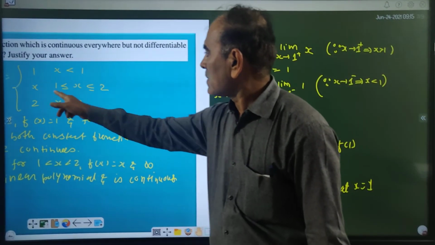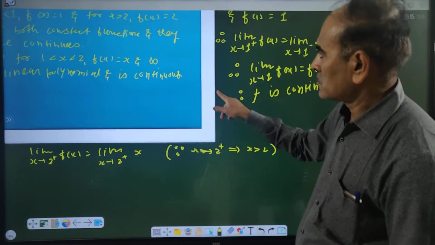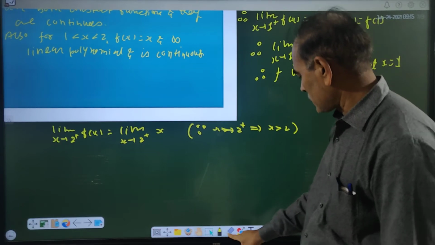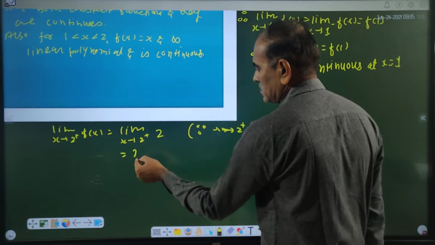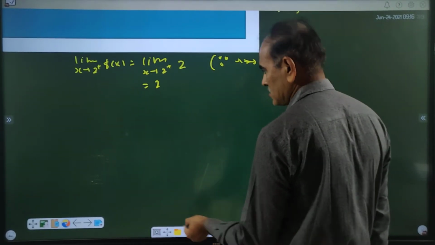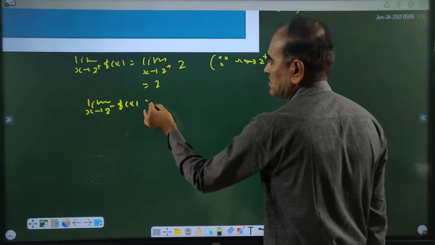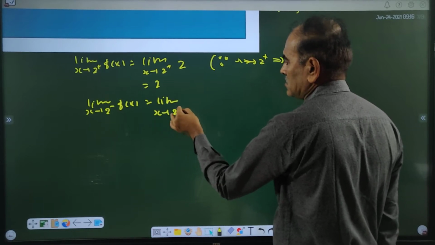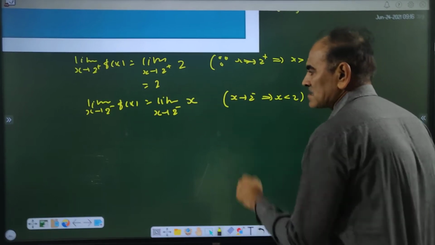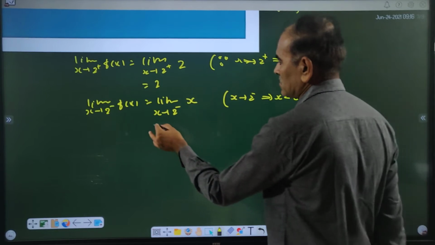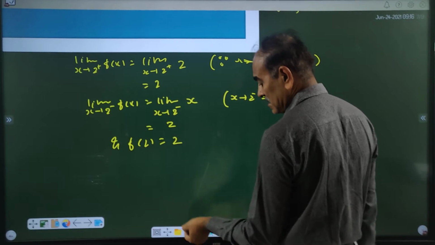Same way, x greater than 2, then it is 2. Here it is 2. Now for the left side, limit x tends to 2 minus f(x) is equal to limit x tends to 2 minus x. Since x tends to 2 minus implies x less than 2, then it is x, and that is also 2. And f of 2 is also 2, because for x less than or equal to 2 it is x.